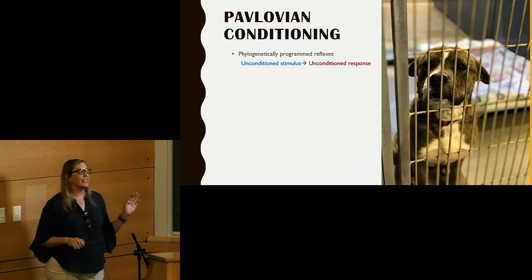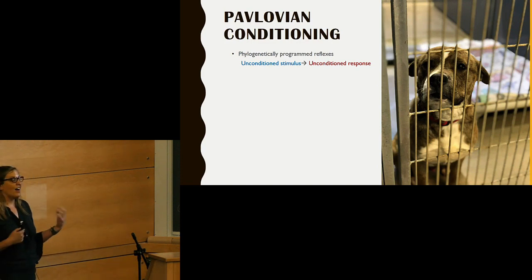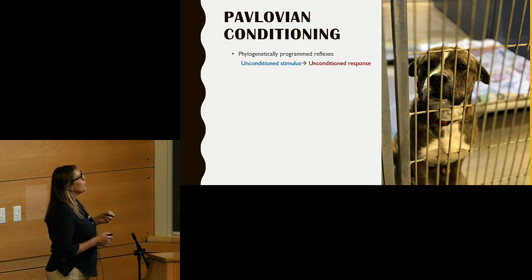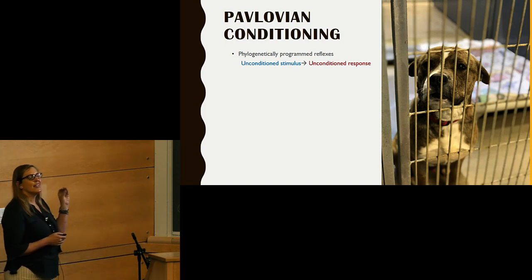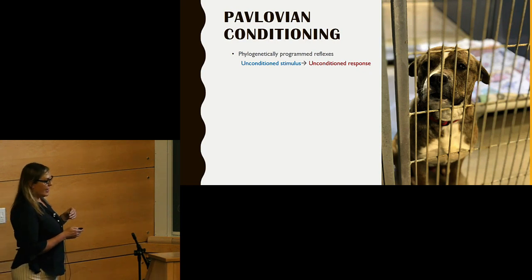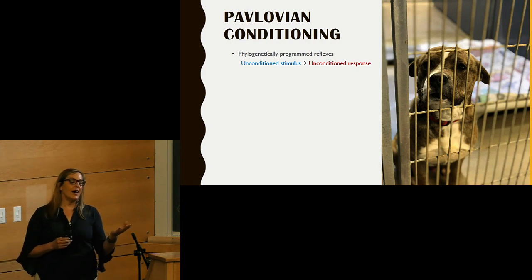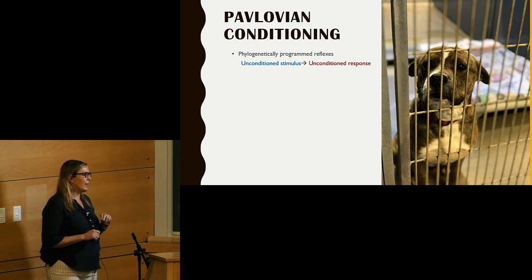So I mentioned that Pavlovian conditioning is for phylogenetically pre-programmed responses, all those things that you do naturally. And we get what we call an unconditioned response, like that eye blink would be the unconditioned response. Unconditioned means it wasn't learned. You didn't have to learn to do it. And we have an unconditioned stimulus that elicits that. The air puff is something you didn't have to learn to eye blink to. That was kind of pre-programmed.